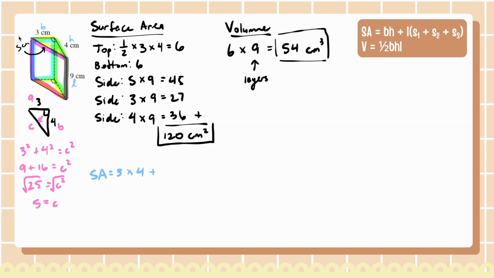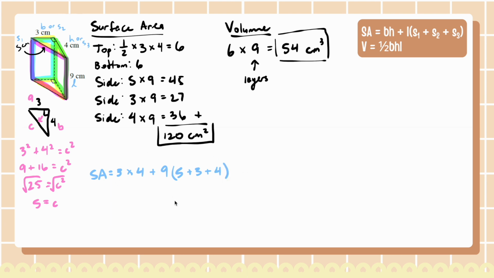So here is side 1. This is our side 2. And then this is our side 3. And let's plug that in. So I have length, which is 9, parentheses, S1 is 5, plus S2 is 3, plus S3 is 4.